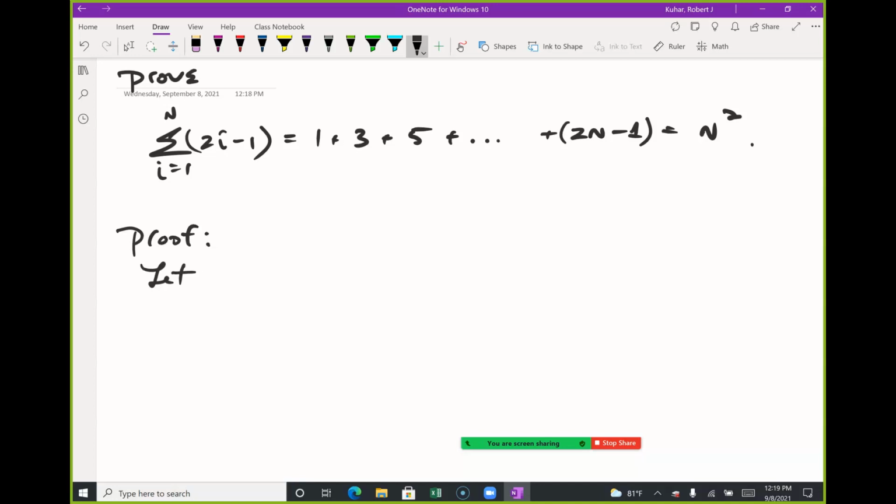Let n equal 1. So on the left-hand side, I want to sum up the first odd integer. And on the right-hand side, I want to see if my formula worked, if n squared worked. So let n equal 1 on the LHS, which is left-hand side.